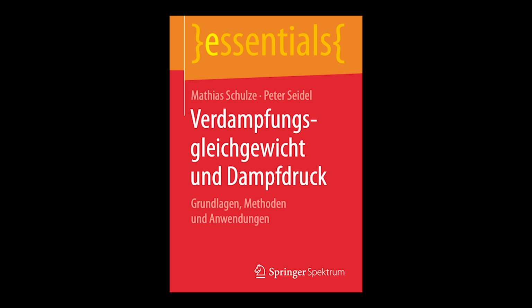This is the physics that dictates everything from massive global power generation cycles to why you feel absolutely miserable on a humid summer day. It really is. It's the invisible force that links the random motion of individual molecules to global climate patterns and industrial efficiency. Our source for this deep dive is a technical text, Verdampfungsgleichgewicht und Dampfdruck, by Matthias Schulze and Peter Seidel. It's a very concentrated, dense exploration of the essentials.